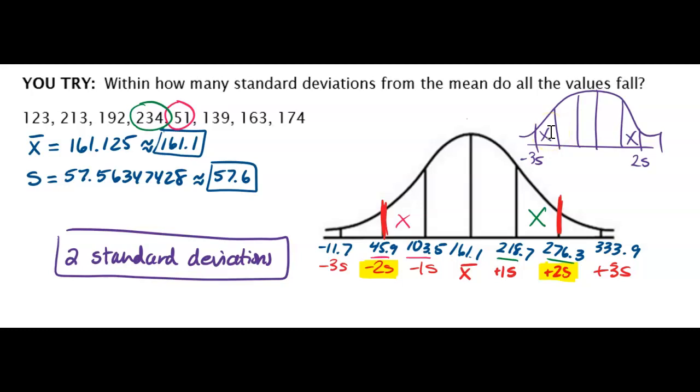If it's not symmetric, and they're not the same number of standard deviations away, you have to pick the larger one, because if I said my answer was 2, then my data would have to fall between here, and that's not quite right. So whatever the larger one is, that's your answer. So this would be 3 standard deviations if you have one where it's not the same.